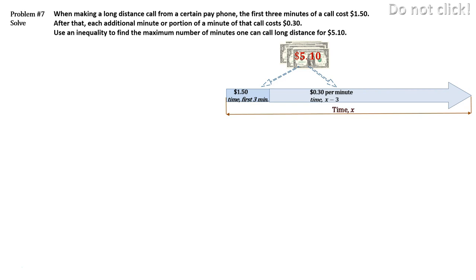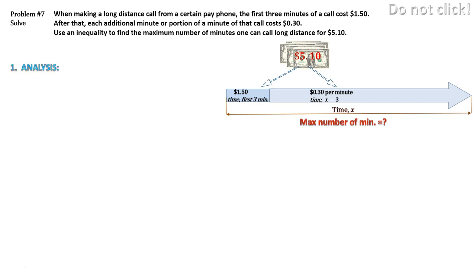When making a long distance call from a certain payphone, the first 3 minutes of a call cost $1.50. After that, each additional minute or portion of a minute of that call costs 30 cents. Use an inequality to find the maximum number of minutes one can call long distance for $5.10. So we are looking for the maximum number of minutes for $5.10. And we have to use the same units for money. We are going to use dollars.